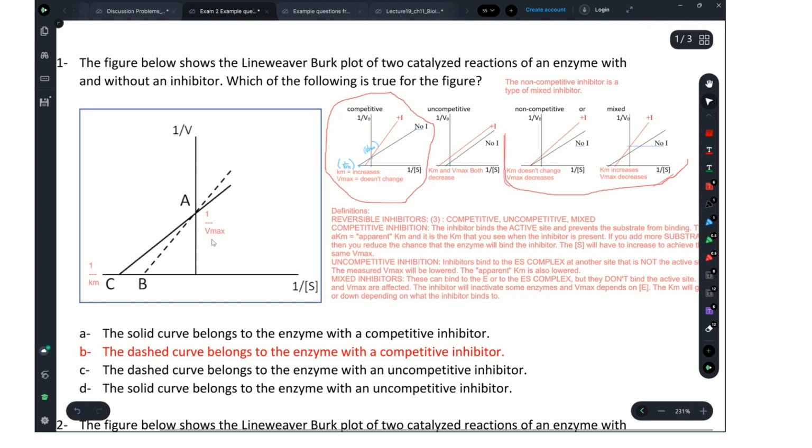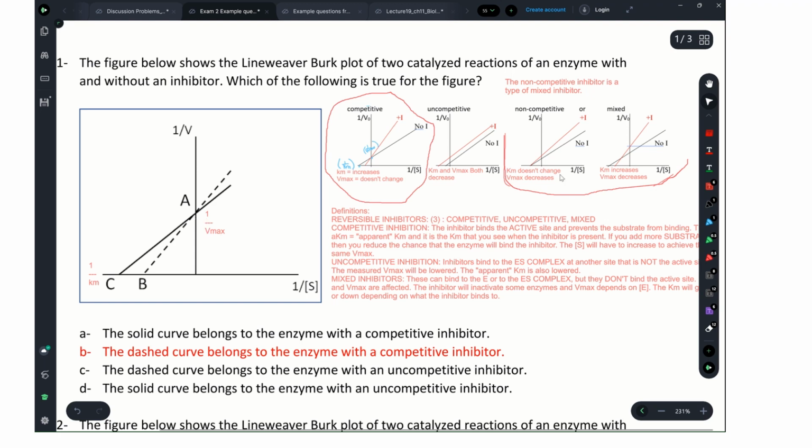So for a Lineweaver-Burke plot, it's really important that you know the axes. For the x-axis, you have 1 over the substrate concentration. For the y-axis, you have 1 over v. And then wherever your line intercepts on the x-axis, that is 1 over Km. And wherever your line intercepts on the y-axis, that's your 1 over Vmax.